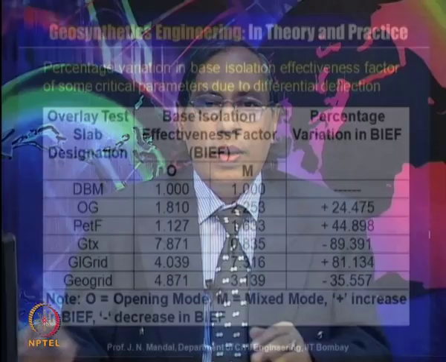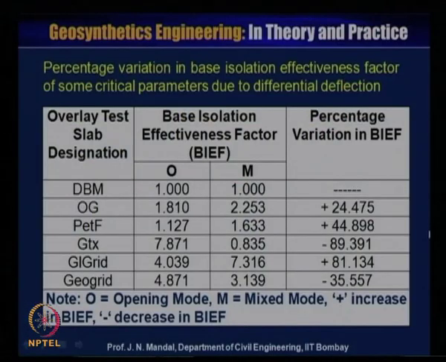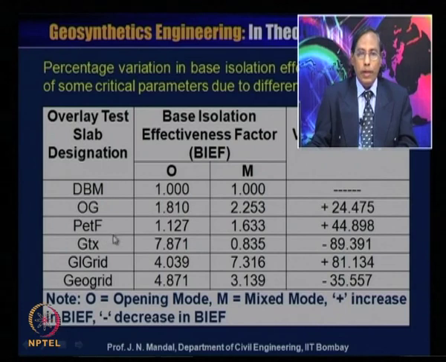So, this is the percentage of variation in base isolation effectiveness factor of some critical parameter due to the differential deflection. So, this is the overlay test slab. I mentioned that it is a DBM, also the OG, this is open graded, and then PET, this is the fiber, this is the geotextile, this is the glass grid and this is the geogrid, and this is open and the mixed mode.